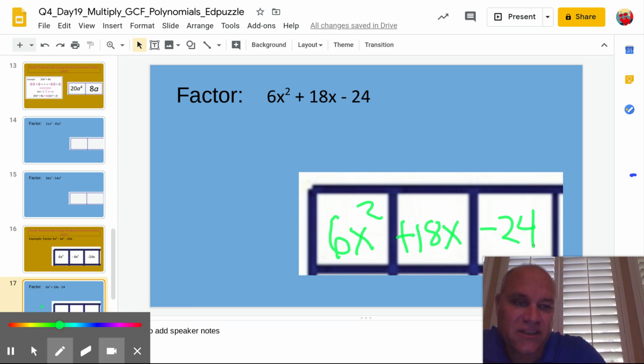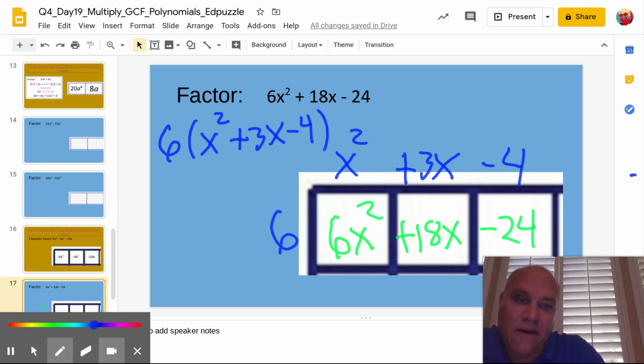I set up this first one for you, 6x squared plus 18x minus 24. The generic rectangle is set up for you. Do it on your paper. I'd like you to do the factoring and give me the answer. I'm going to give you a warning on this one. It's a little bit different than the example I just did. You notice how the negative 24 does not have an x? There's no x there. So is there going to be a common factor with the variable this time? Your hint is you're only going to be pulling out a number on this one. Give it a shot.